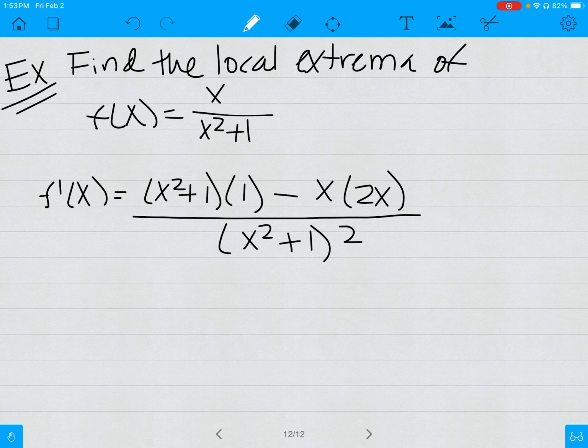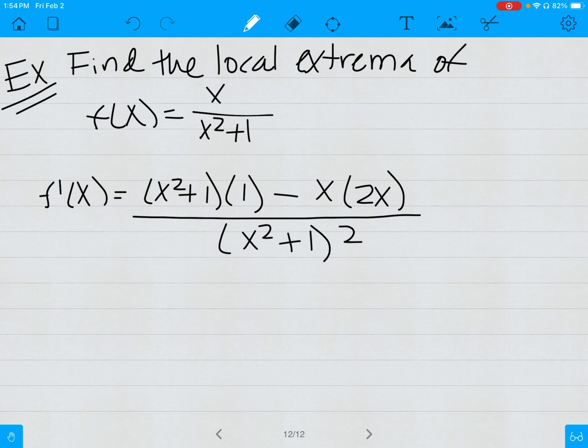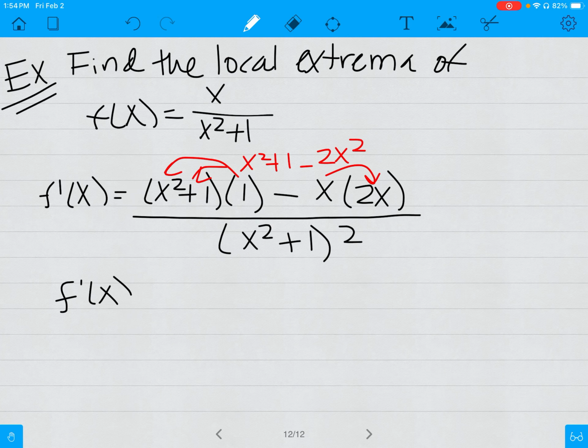Okay. And then it's probably going to make our life easier if we simplify this a little bit. So thinking about this numerator, distributing this 1 here, that's just going to give me x squared plus 1. Then I have minus x times 2x, which is minus 2x squared. And then I have an x squared minus a 2x squared in the numerator. So when this is all simplified, we're looking at f prime of x is equal to 1 minus x squared over x squared plus 1 quantity squared.